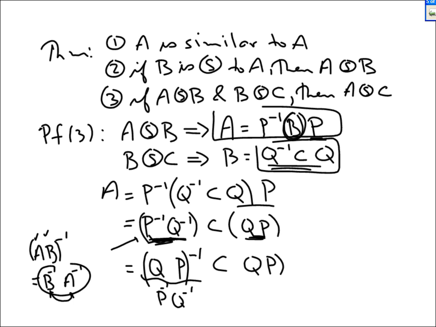C, QP. Now, QP is some matrix. Oh, and over here I'm taking the inverse of that matrix with C in the middle. So since A equals that, that implies that A is similar to matrix C. Neat theorem.